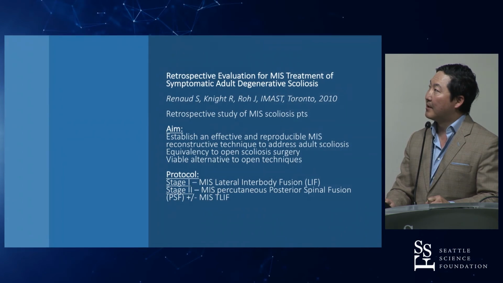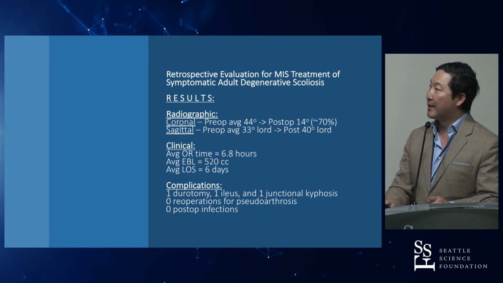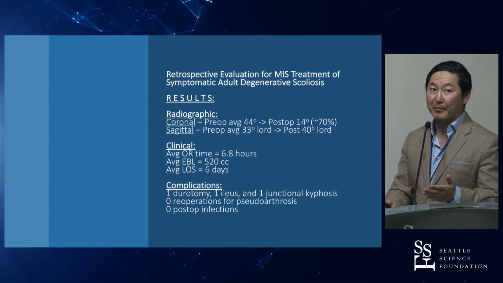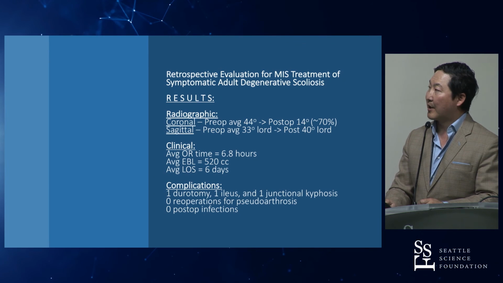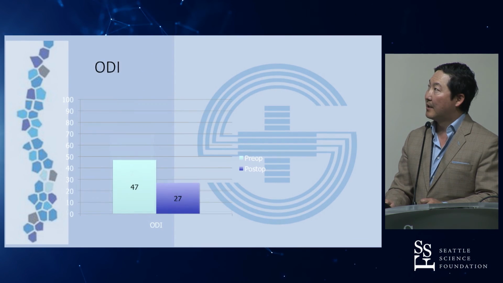So our experience has been with this two-stage procedure, average 44 degrees to 14 degrees in the coronal plane, and average lordosis of 33 pre-op to 40 lordosis post-op. Average operative time 6.8 hours, blood loss 520, average length of stay 6 days, but this is actually getting better as we get more facile at doing these. There were complications: one durotomy, one ileus, one junctional kyphosis, but no reoperations for pseudarthrosis or postoperative infections to date. VAS averaged from 7 to 3, and ODI averaged from 47 to 27.